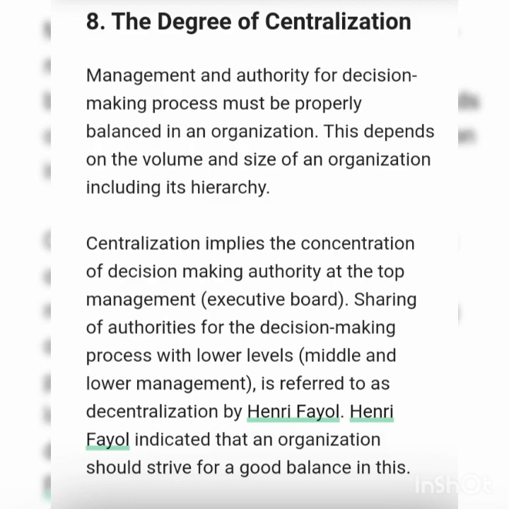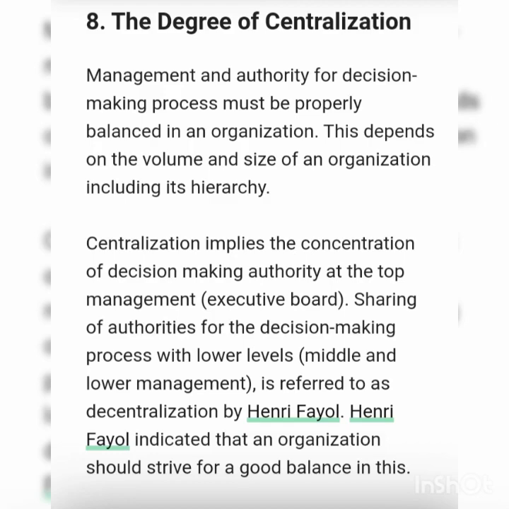For example, the vital decisions such as determining the goals of the organization, plans, policies, etc., can be centralized, while the routine decisions such as purchase of raw materials, granting leave to employees, etc., can be decentralized.